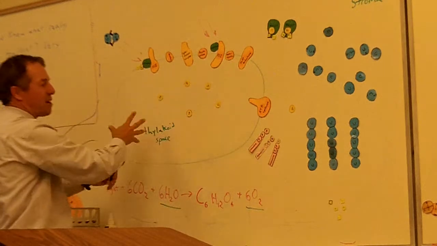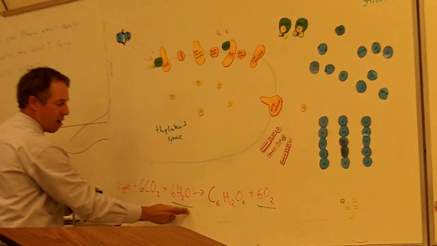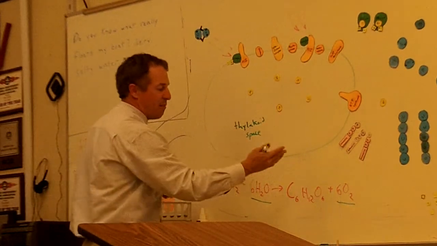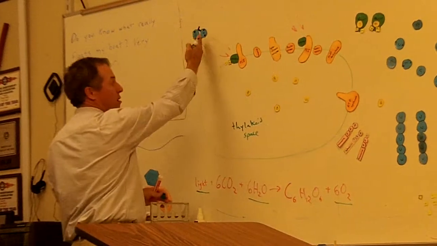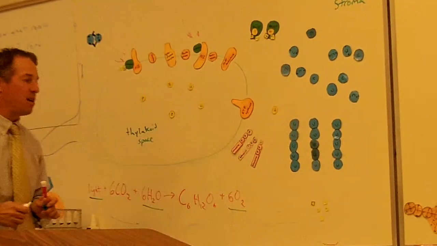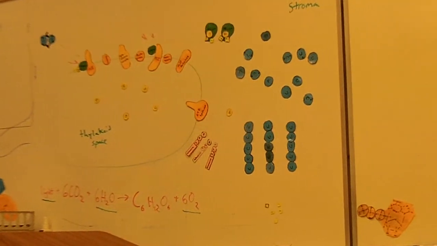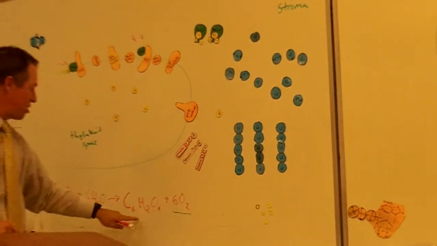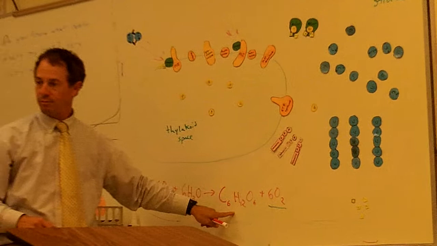So the light reactions use water up, use light, make oxygen, make ATP, and make NADPH. The ATP and NADPH are going to be used in just a second to make sugar.